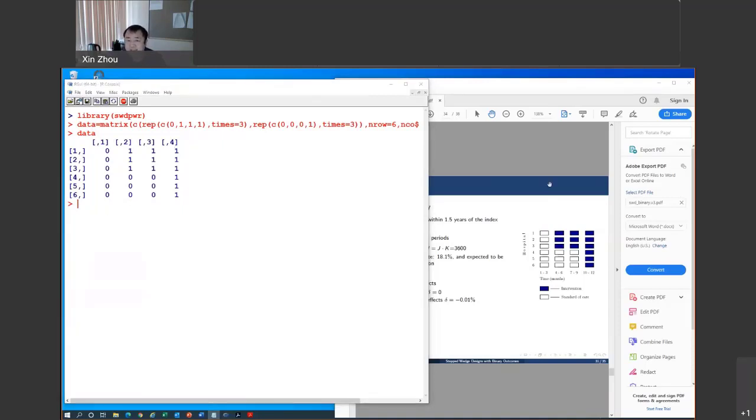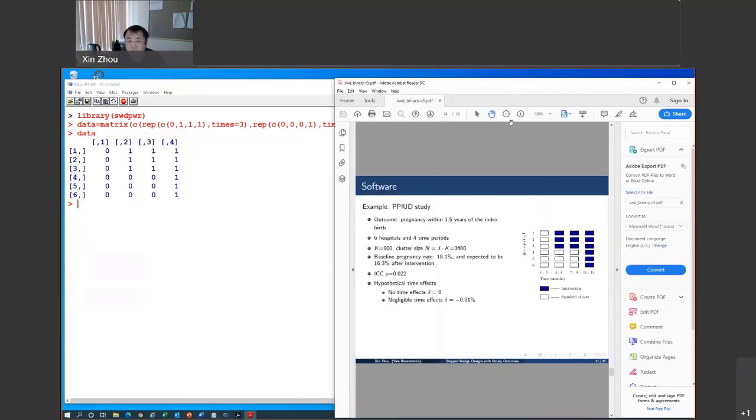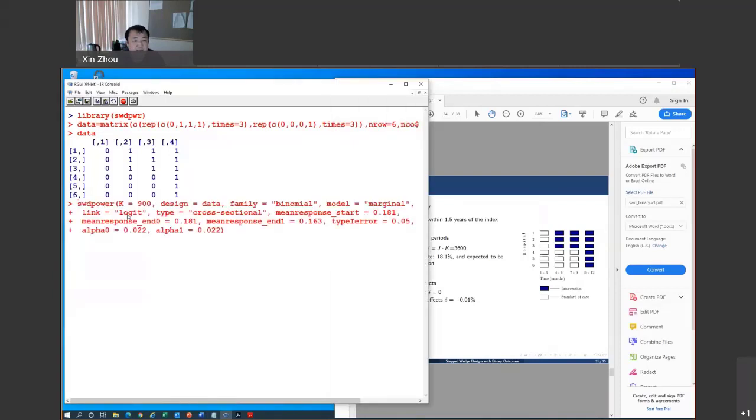For the first case, we try the case without time effect. Since the marginal model is fast, here we use the marginal model. And the type is cross-sectional, and we use the link function as logit. The design matrix is the data we just generated. For these two, mean response start is 0.181, and this one is also 0.181. So these two are exactly the same, and the function will use the model without time effect.